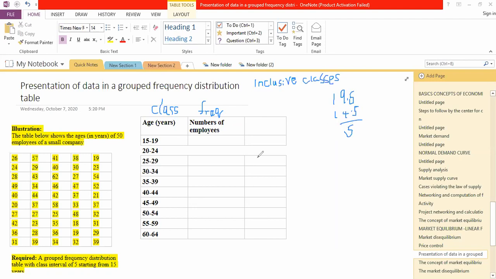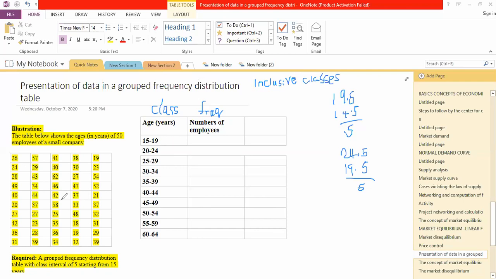The same, if you are to move to the next class, the upper class boundary here would be 24.5. We minus the lower class boundary, subtracting 0.5 here would have 19.5. And again, it will give us an interval of 5. I hope that one is clear.